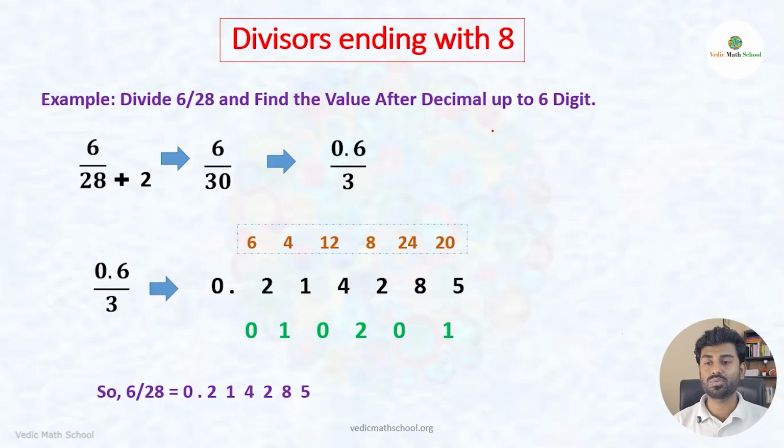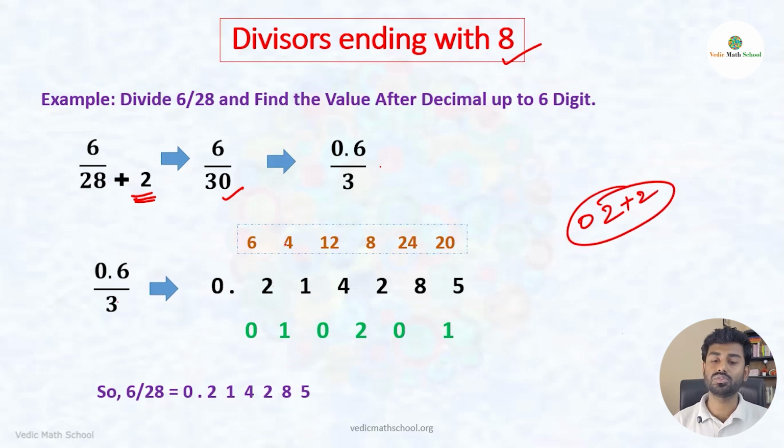Now what are we going to do with 8? The rest of the process is again the same, but instead of adding 1, we are adding 2. 30 divided by 10 gives you 0.6. Now 0.6 divided by 3, what do you get? You get 0.2 as the quotient, and 0 is the remainder. But actually we are not going to divide 0, 2 by 3. Here the only difference is that we add 0, 2 plus 2. 0, 2 plus 2, so the answer becomes 4.